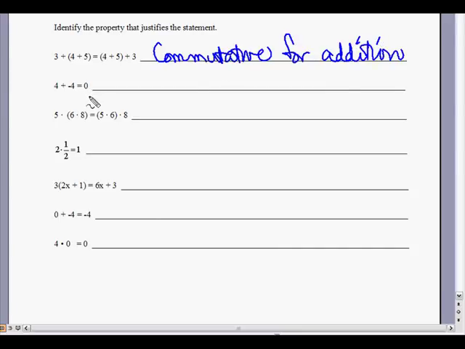In our next example, 4 plus negative 4 equals 0. 4 and negative 4 are what we call inverses. These are our additive inverses.